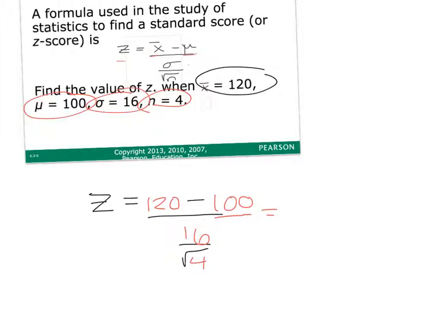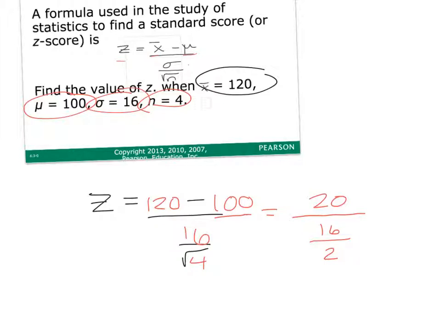Now when you go to simplify this, there is a specific order. You need to first simplify your groups. Now remember that your numerator is considered a group. So we'll first take 120 minus 100, which will give us the 20. I would also simplify your square root of 4. Your square root of 4 is going to simplify to be 2.